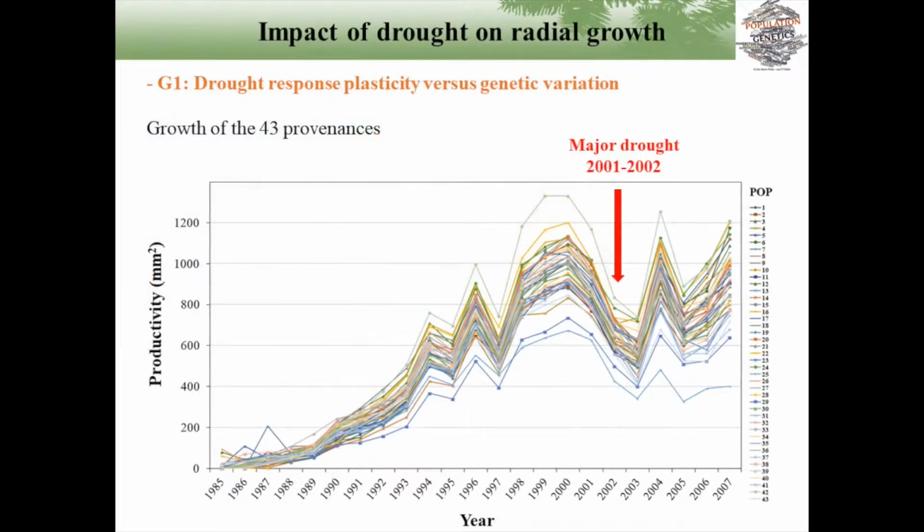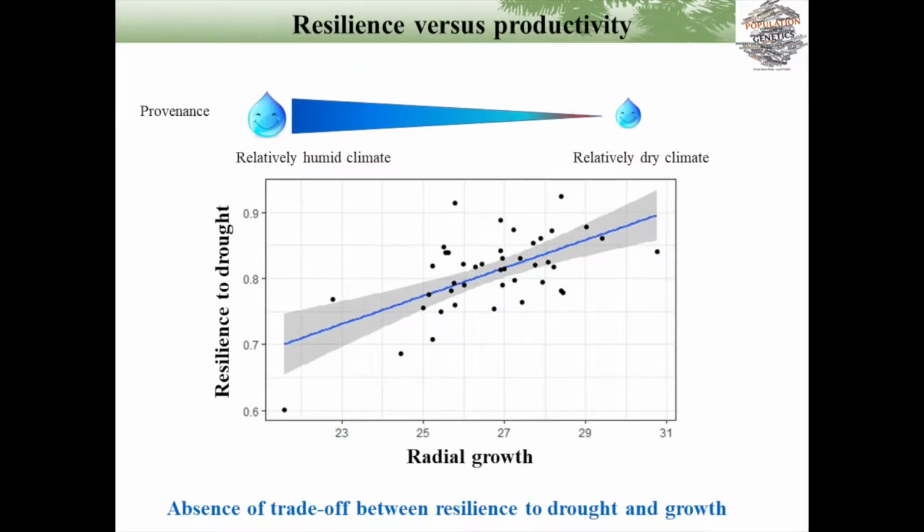This graph shows the growth versus time for the 43 provenances studied. As you can see here, a major drought caused a significant loss of growth for all provenances in 2001 and 2002. We then examined resilience as a function of long-term growth. We observed that populations from dry geographical origins grew better and had higher resilience to drought, compared with populations from more humid geographical origins. Interestingly, there was a lack of trade-off between resilience to drought and growth.